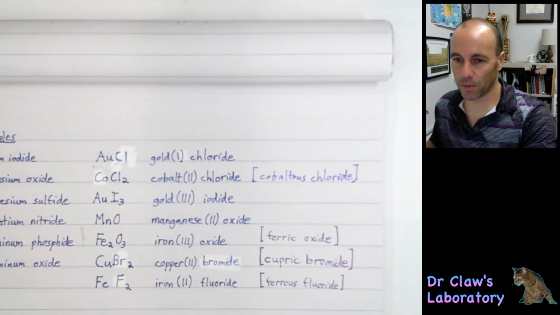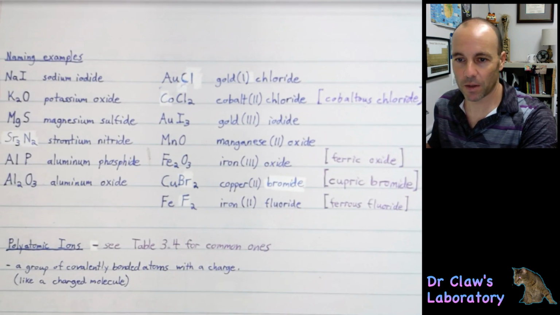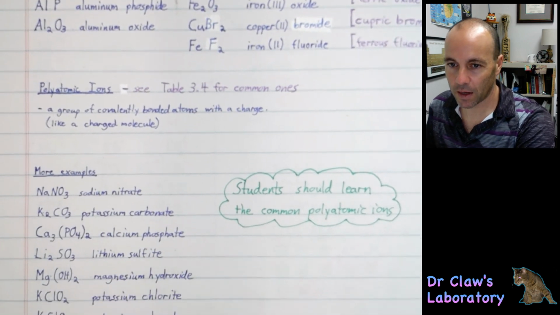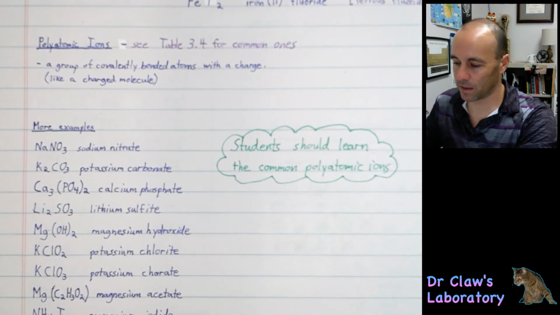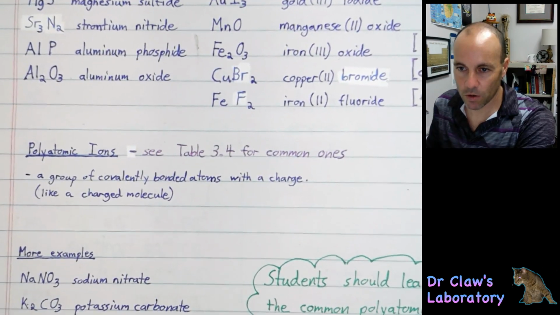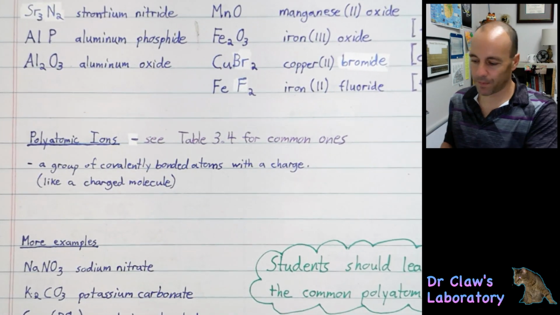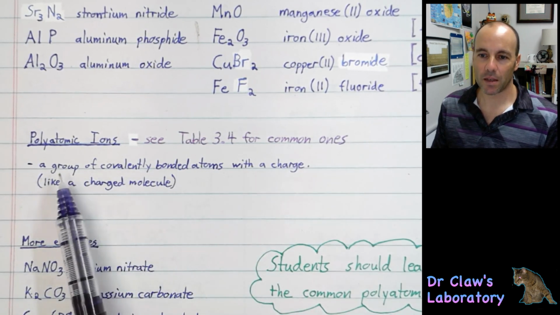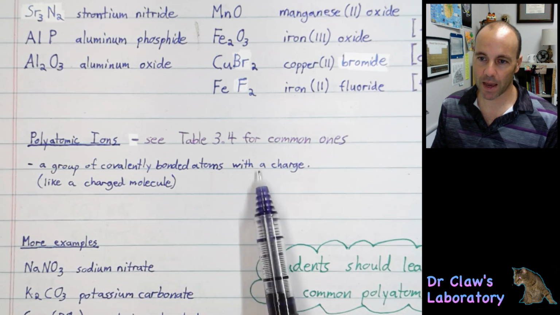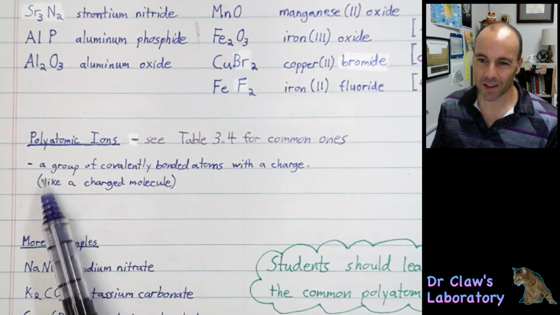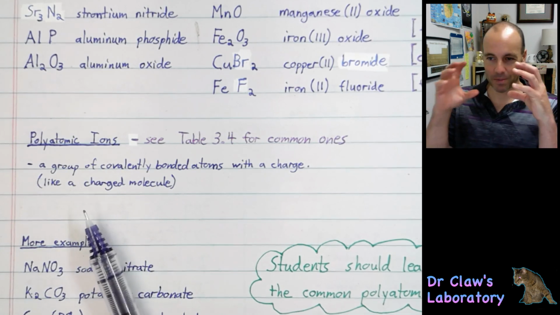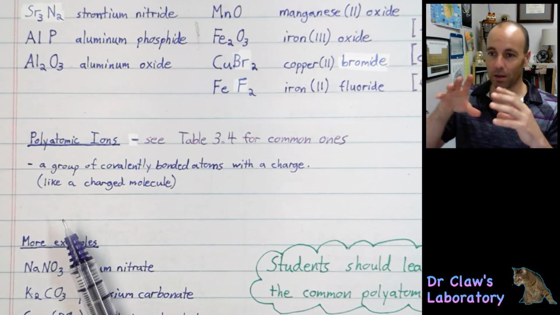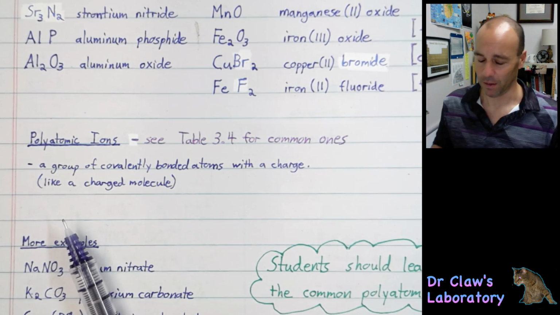So some interesting examples there. If you're able to follow along and this makes sense, then you're doing really well. Now let's have a look at some polyatomic ions. I want to show you a table for the more common polyatomic ions. A polyatomic ion is a group of covalently bonded atoms with a charge. It's kind of like a charged molecule. So imagine an entire molecule, all the atoms are covalently bound, and the whole thing has a charge associated with it. So that's a polyatomic ion.